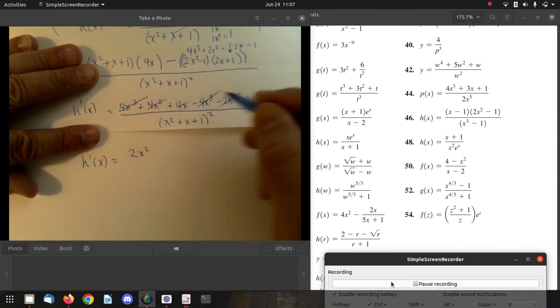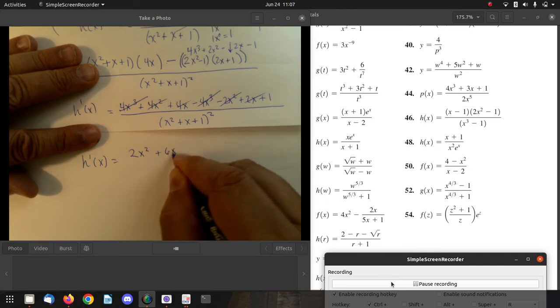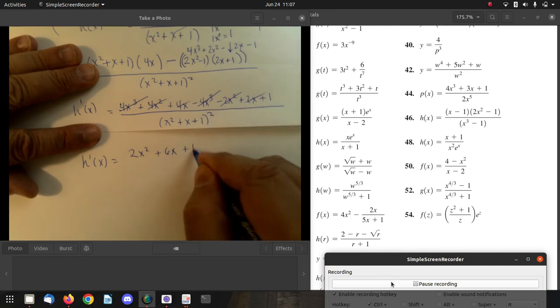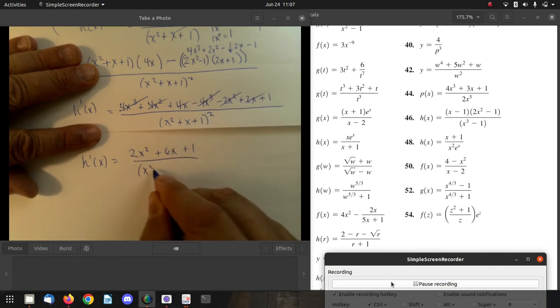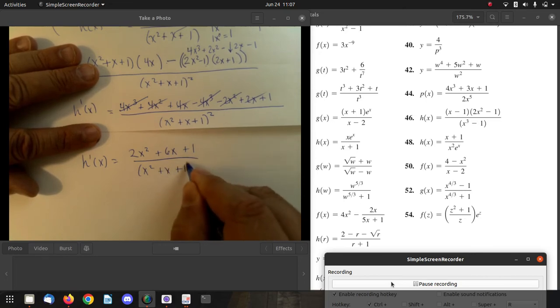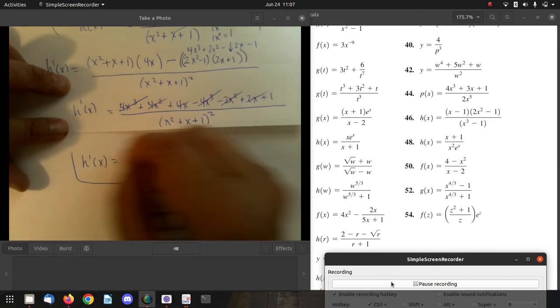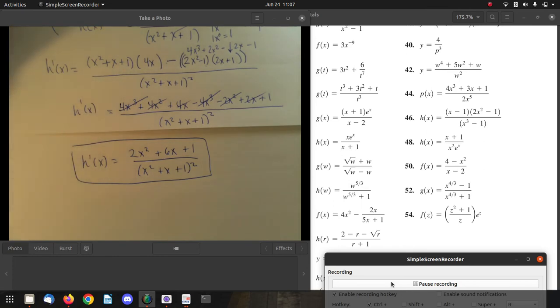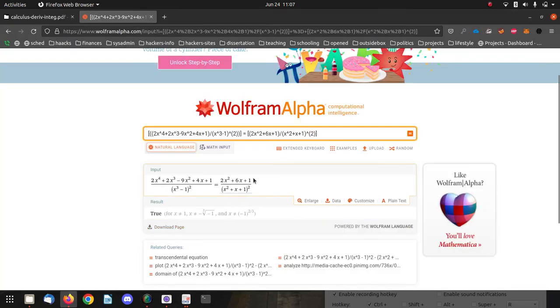4x and 2x becomes 6x. And we get 1. And then we drop this down. And you will see when I return to Wolfram Alpha here that the answer we get from simplifying first is the same thing as we get when we don't simplify first.